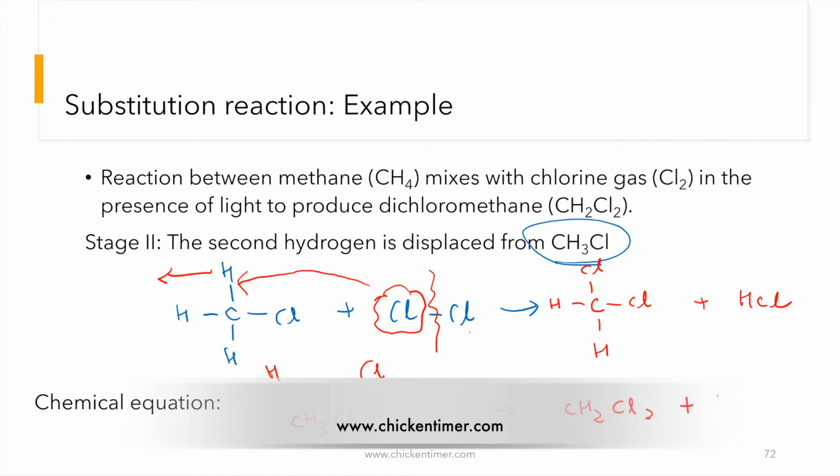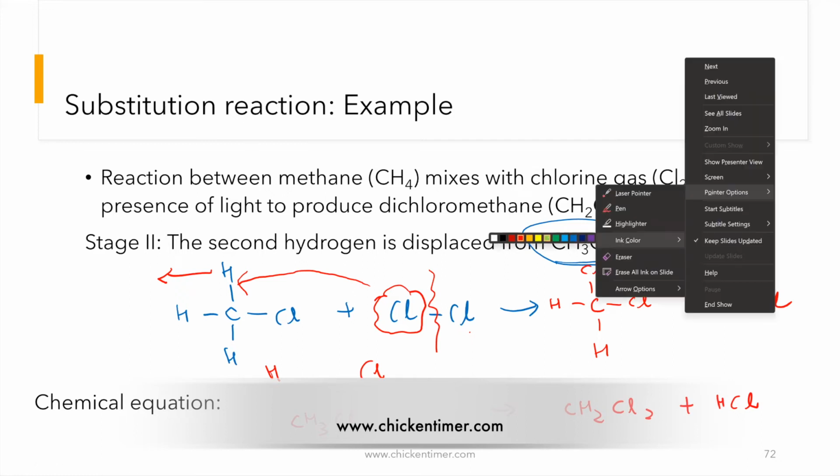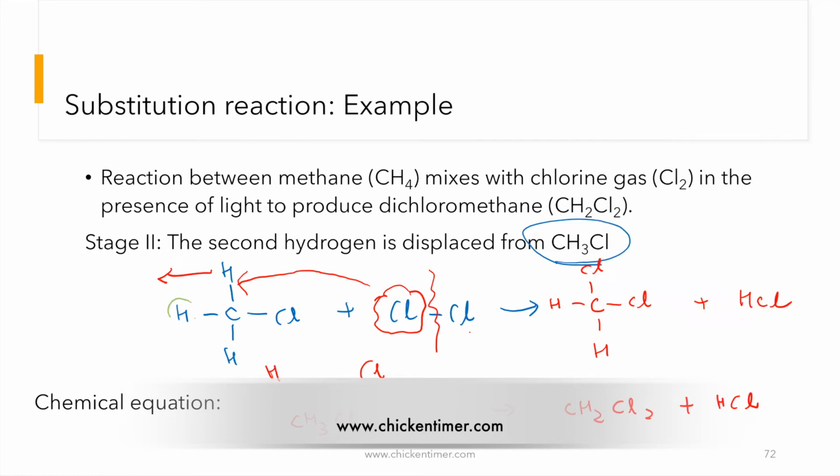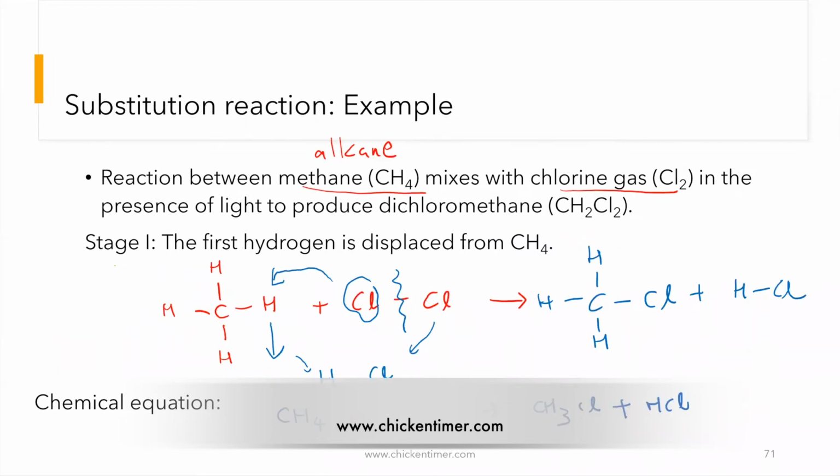CH2Cl2 plus HCl. Okay, so with more chlorine gas coming in, this reaction will continue until this and this also are replaced by chlorine, and your final product will be CCl4. When all the hydrogen is replaced, then the reaction stops. Okay, so that means this process, the stage 2, there's a stage 3 and there's a stage 4. Okay, so I want to go back to stage 1 again and then discuss another thing.